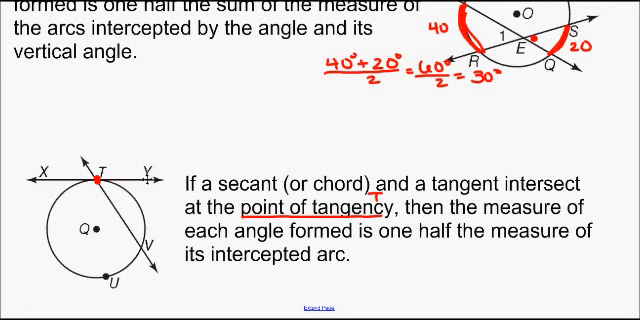So angle YTV is half of arc TV, and angle XTV is half of arc TUV.